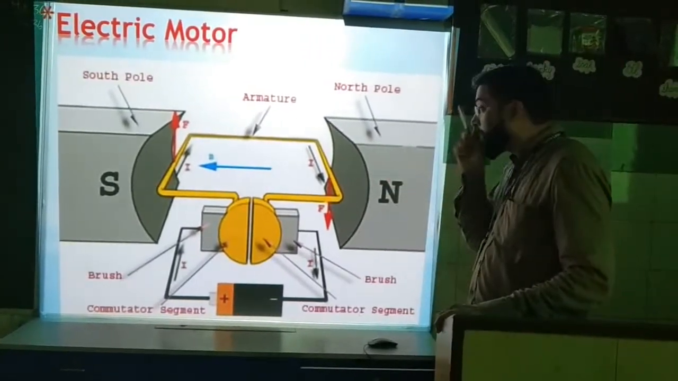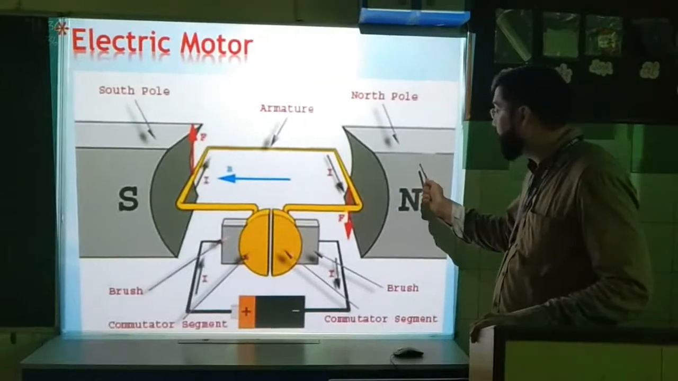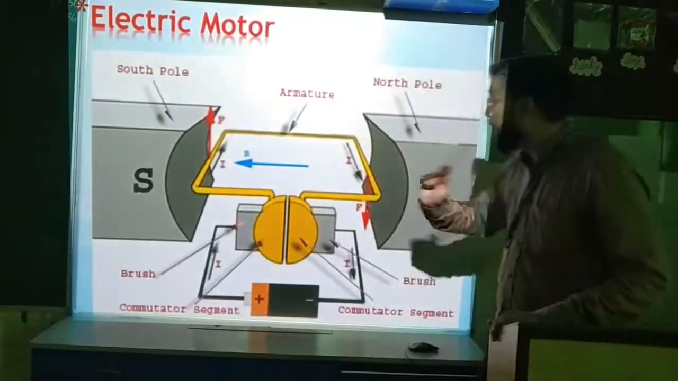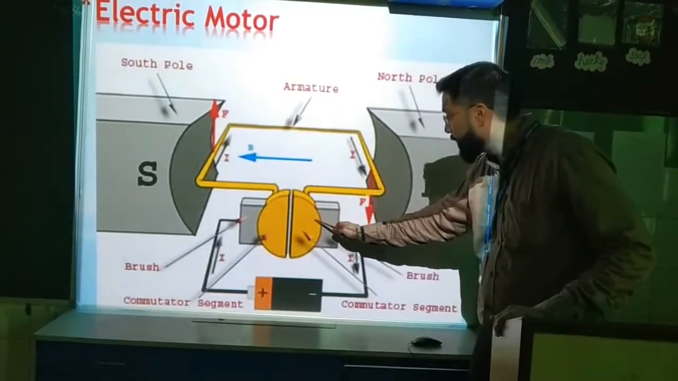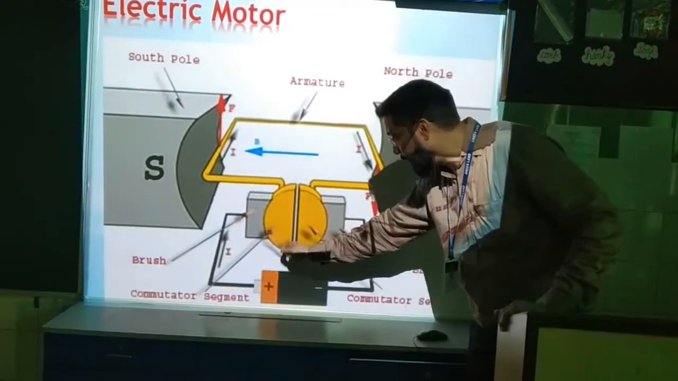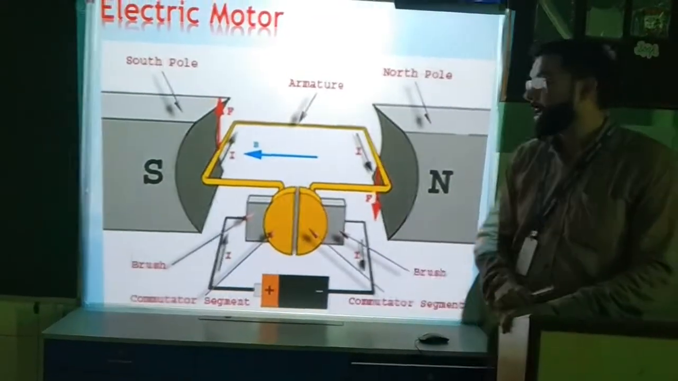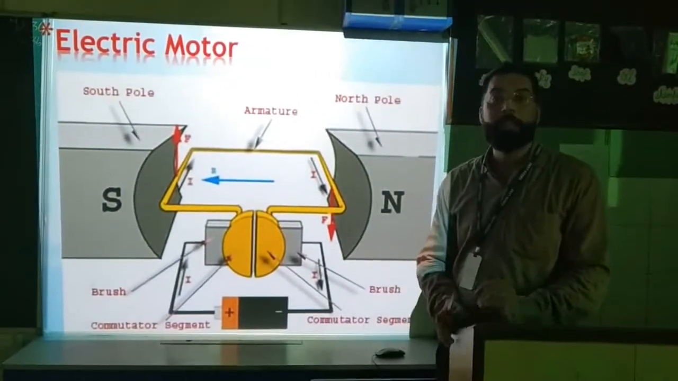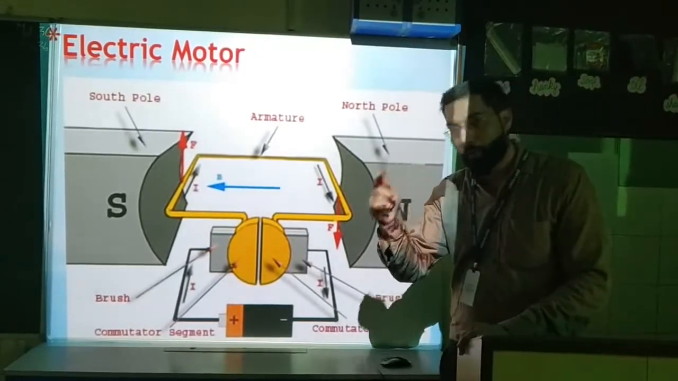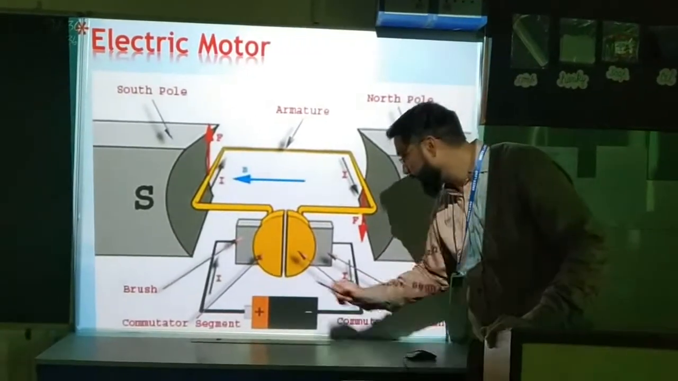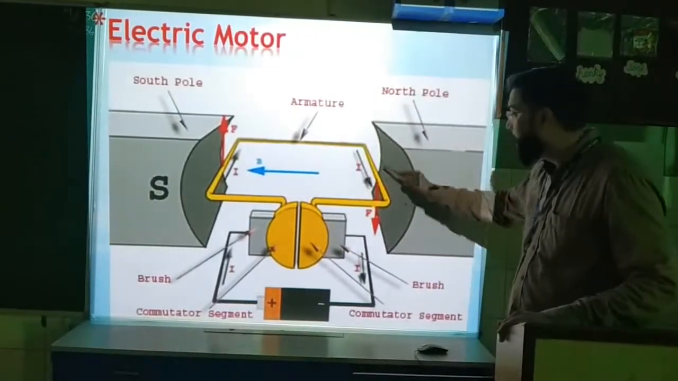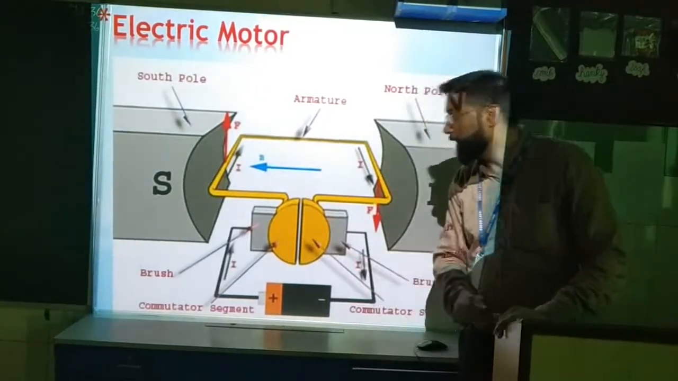In this electric motor there are two strong magnets, north and south pole, and an armature coil. There are two split rings and two carbon brushes made up of graphite. This split ring is also known as the commutator. Its function is to reverse the direction of electric current after every half rotation. Now, a battery is attached. This battery provides current to the armature coil, and we apply Fleming's left hand rule.